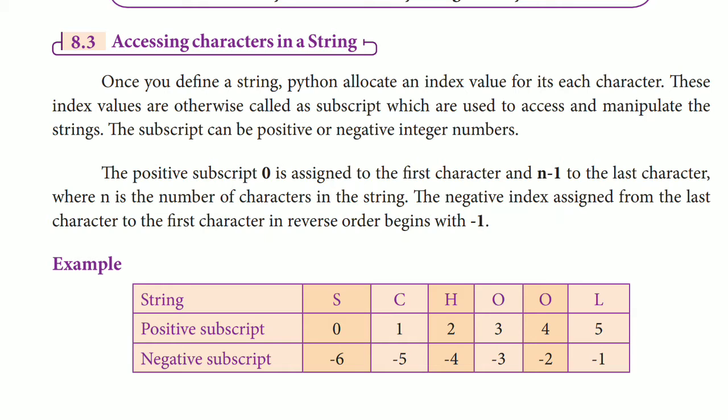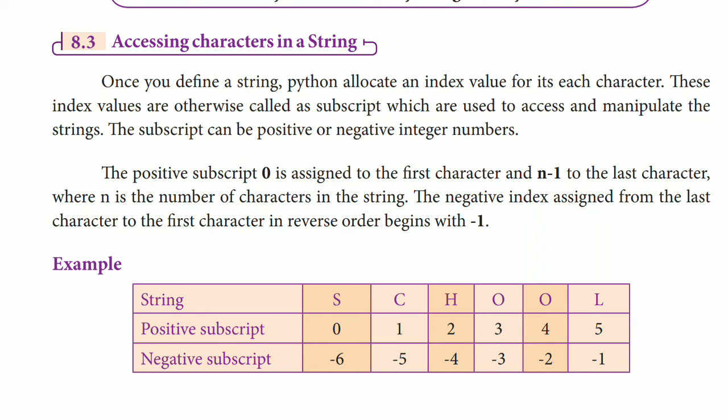These index values are otherwise called subscript. So this is an important 2 mark question. What is meant by subscript? A subscript is an index value given to each character in a string in Python, which is used to access and manipulate the string. A subscript can be a positive or negative integer number. You can use either a positive subscript value or a negative subscript value.